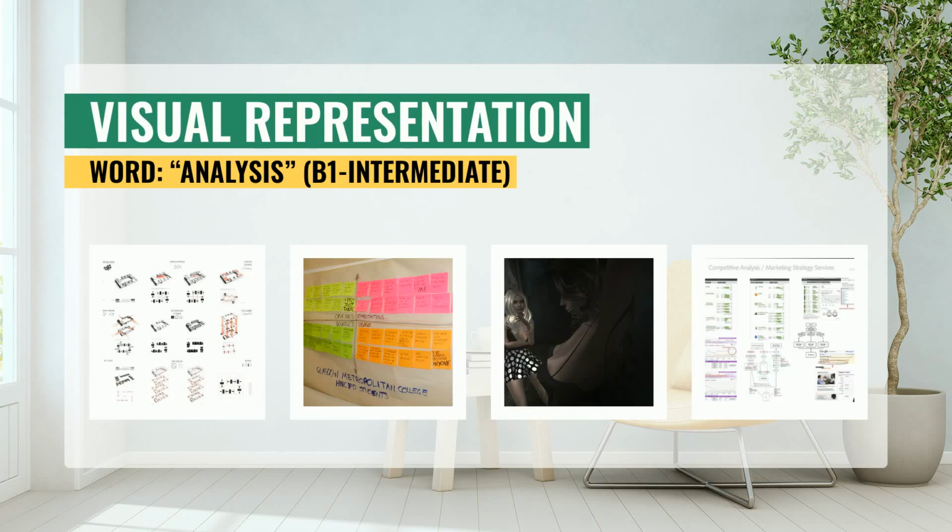Visual representation of analysis. Analysis means detailed examination of the structure or elements of something.